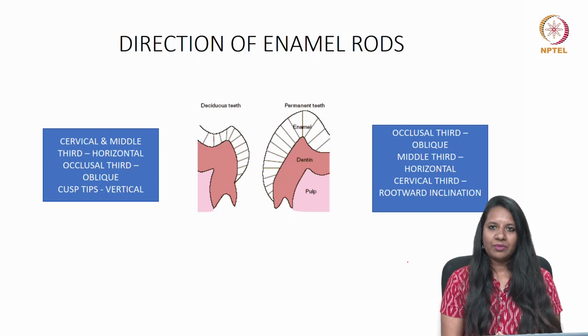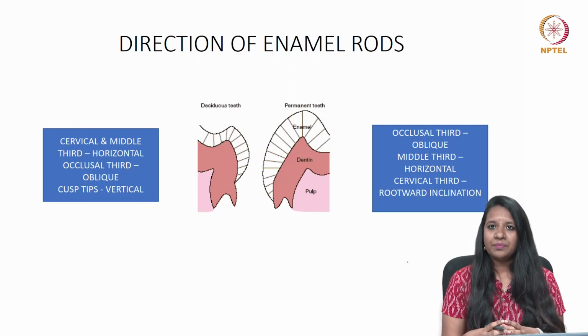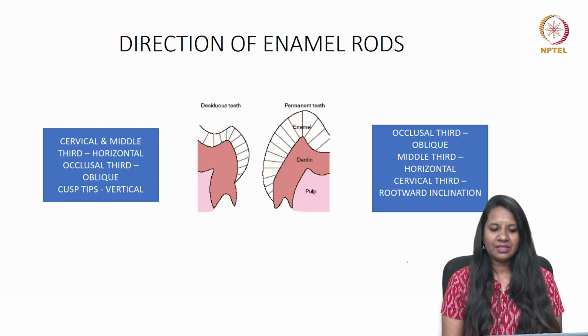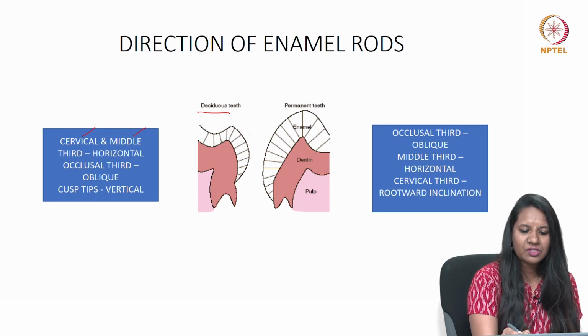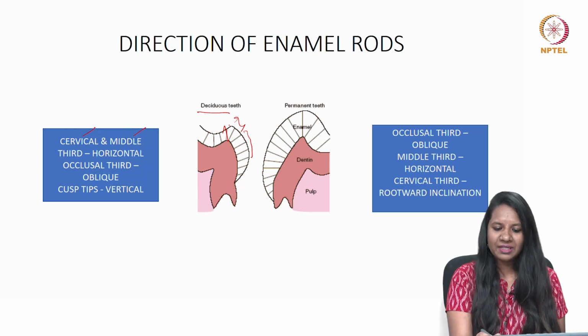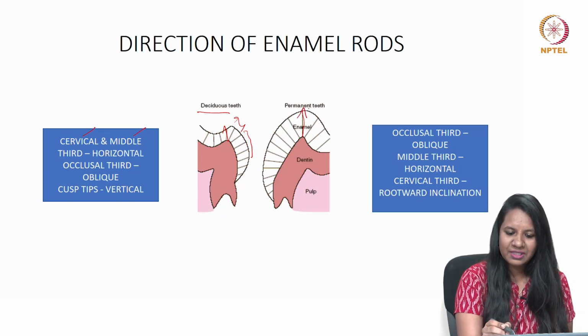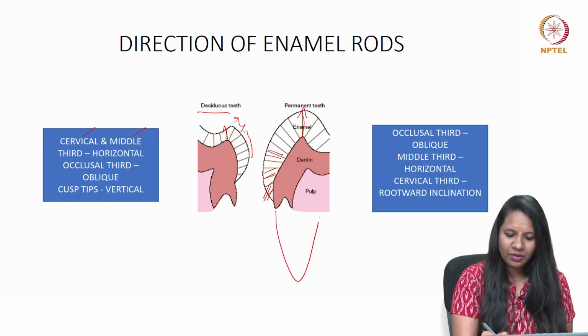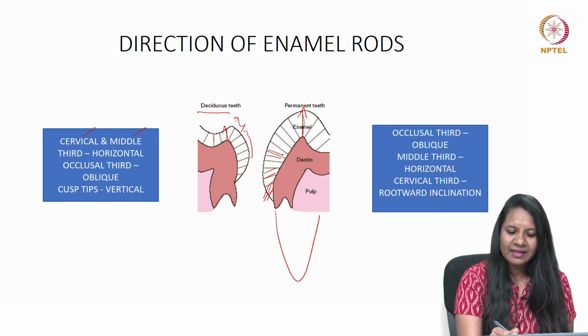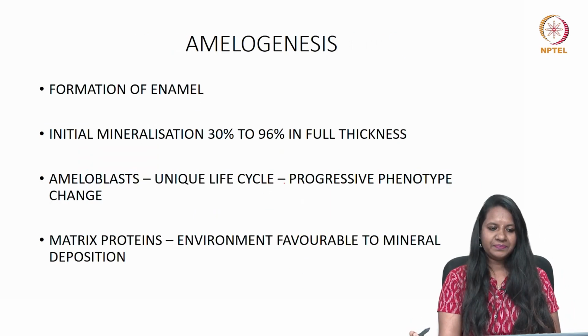Moving to the direction of enamel rods, how these enamel rods are present in the deciduous and in the permanent teeth. In the deciduous teeth, in the cervical and middle third, it will be horizontal, and it will be oblique in the occlusal third, and in the cusp tips, it is almost vertical. Whereas in the permanent teeth, in the cusp tip, it is again vertical, in the middle third it is horizontal, and in the cervical region it is inclined towards the root. So, the rods will be inclined towards the root in the permanent teeth.